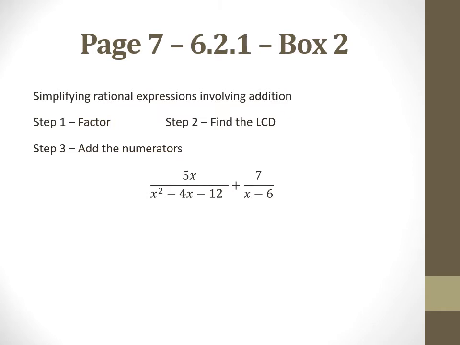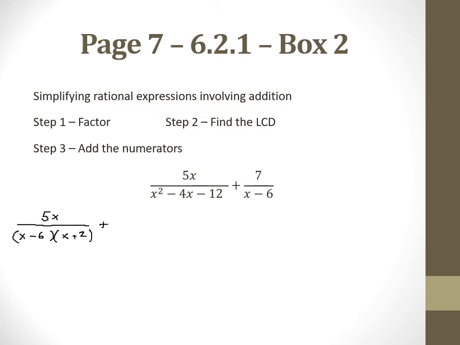Let's do another example. Here we have 5x over x squared minus 4x minus 12 plus 7 over x minus 6. So step 1 is to factor anything that we can. 5x is not going to factor, but x squared minus 4x minus 12, that quadratic, definitely is. So we're looking for numbers that multiply to negative 12 and add to negative 4. That's going to be negative 6 and positive 2. So x minus 6 and x plus 2.